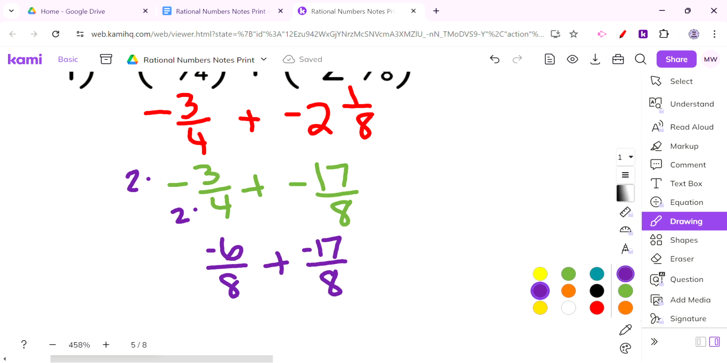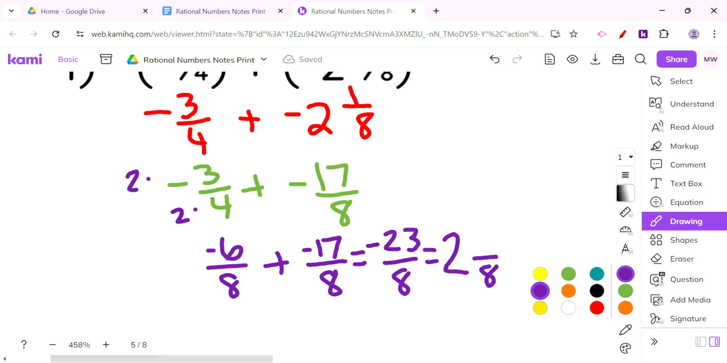Okay, and now we have negative 6 plus negative 17. Since they are the same signs that we're adding 2 negative numbers, you just straight add, right? So negative 6 plus negative 17 is negative 23 over 8. And now you ask yourself, okay, 8 goes into 23 how many times? It goes in 2 times, right?